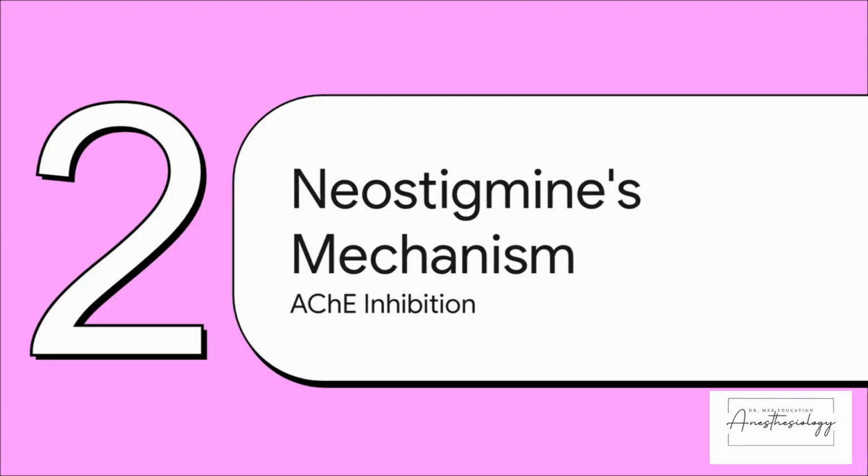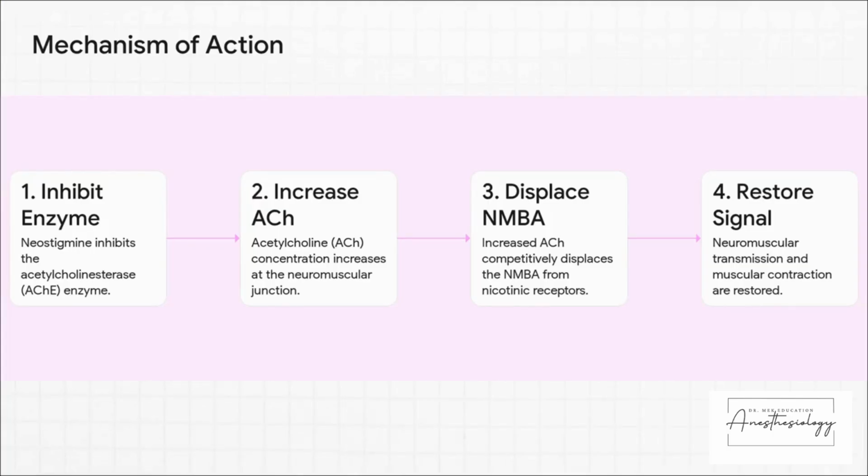All right, let's move on to Section 2. How does neostigmine actually work? Well, it all comes down to its role as an acetylcholinesterase inhibitor. The mechanism is pretty elegant, really. First, neostigmine blocks the acetylcholinesterase enzyme. That enzyme is what normally breaks down acetylcholine, so by blocking it, the concentration of acetylcholine at the neuromuscular junction goes way up. With so much more acetylcholine floating around, it can outcompete and push the neuromuscular blocking agent off the nicotinic receptors, and just like that, neuromuscular transmission is restored.